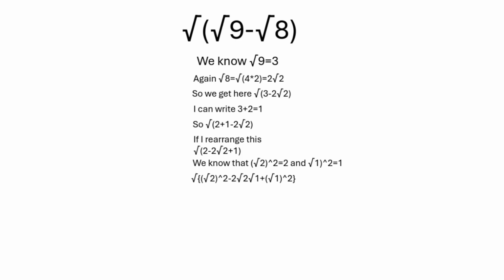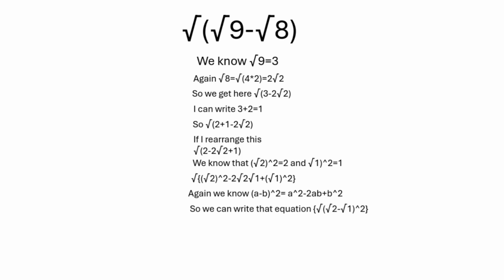squared. We also know the identity a minus b whole squared equals a squared minus 2ab plus b squared. So we can write the expression as root of the quantity root 2 minus root 1 all squared. Now the square root and the square cancel each other. So we get root 2 minus root 1. The final value is root 2 minus 1.